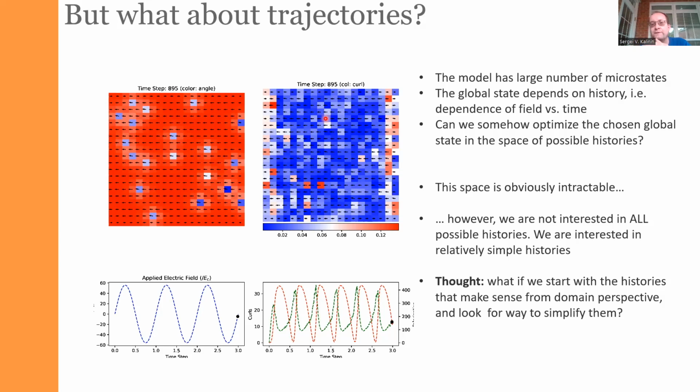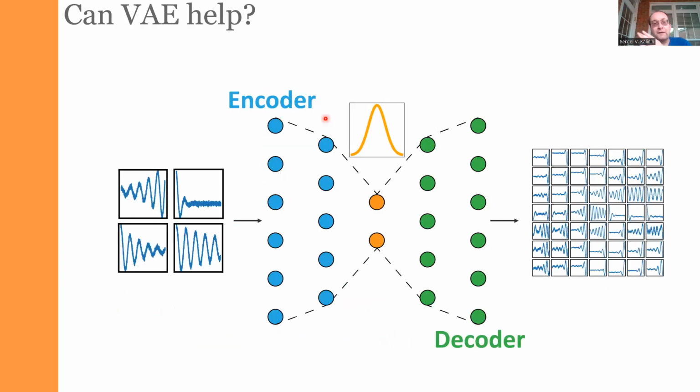So one of the questions at that time was, how can you demagnetize the ship? How do you apply the magnetic field in such a way that after it, the magnetization of the ship, or submarine or whatever, will become zero? In some sense, we have a very similar problem, except that we want to try to find a field history that will make the curl large rather than the polarization zero. So let's see if our variational autoencoder can help.